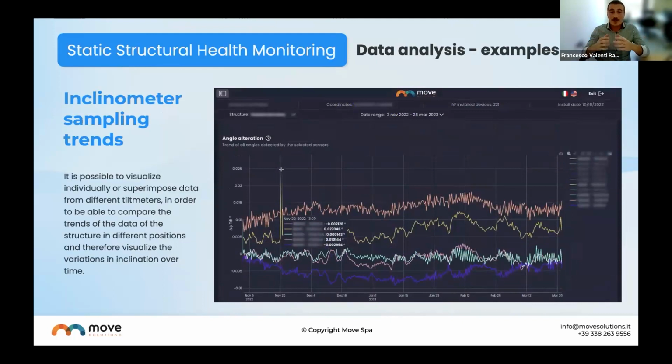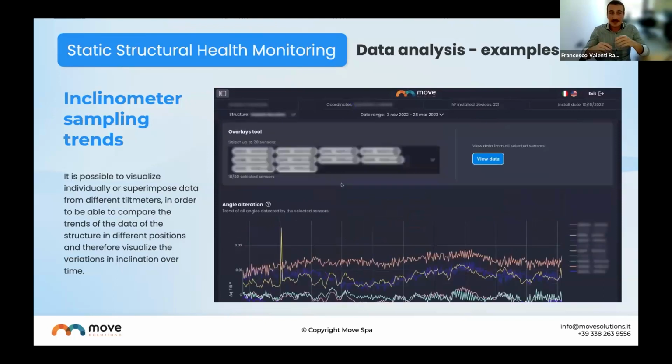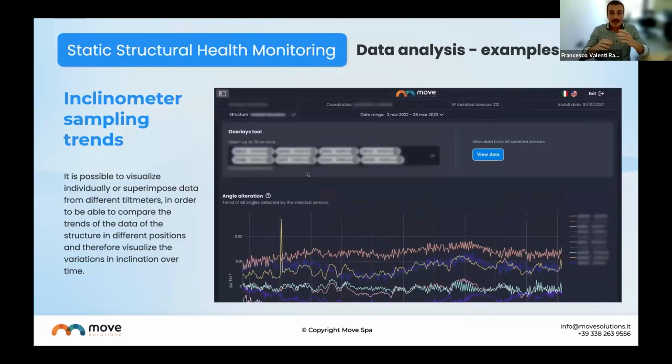This tool is super useful for structural monitoring of bridges, high buildings, towers, and all the structures that could be the object of static structural health monitoring, as this tool allows you to evaluate the distribution of the deformation in the structure and to identify any critical areas in the structure.